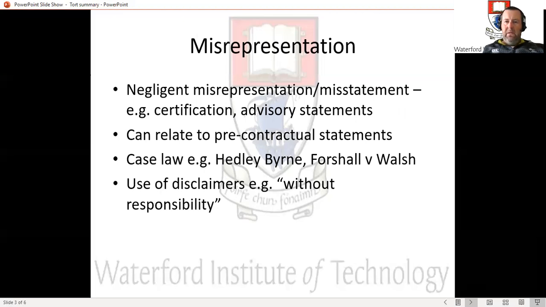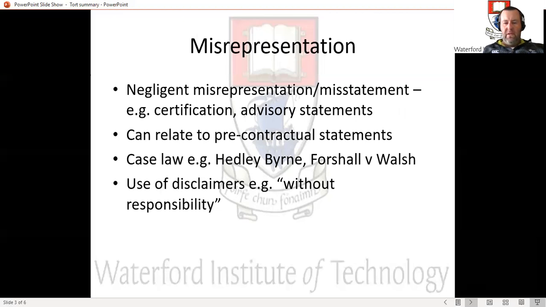In terms of negligent misrepresentation, one of the leading cases would be Hedley Byrne v Heller. What's interesting about that case is advice was given as to the creditworthiness of a company, and that advice turned out not to be very sound. And a claim was brought for negligent misrepresentation.